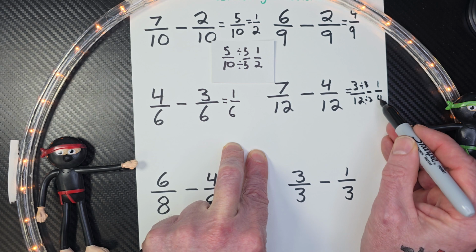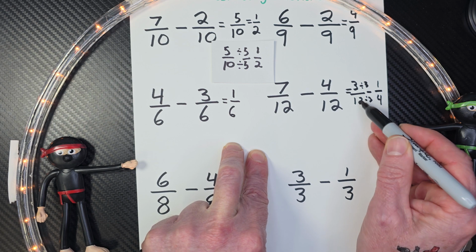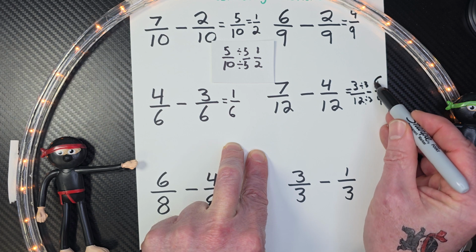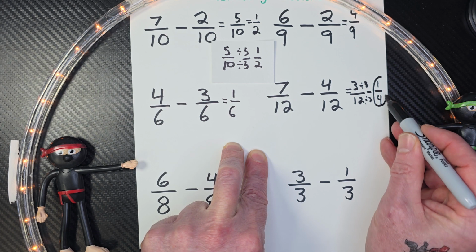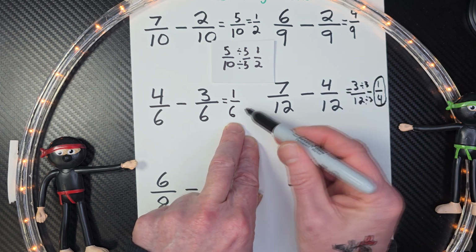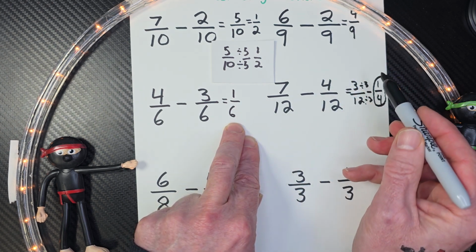Now, I understand what a fourth is. Sometimes it's kind of hard to understand what 3/12 is. Again, we are just simplifying that down. Not all problems can be simplified. I can't simplify 1/6 or 4/9, okay?